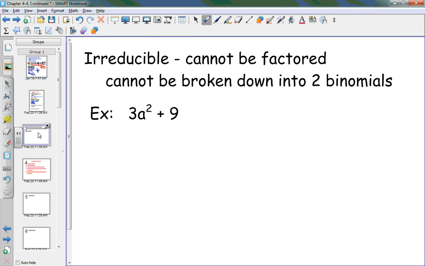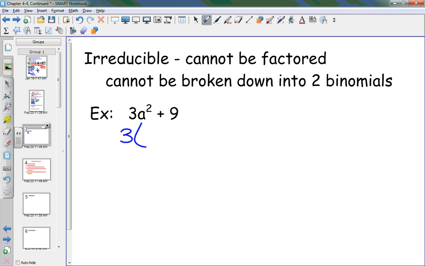Now let's say I give you this new term called irreducible. Irreducible means I cannot factor. It's irreducible. I cannot break it down into two binomials. The example I give you is 3a squared plus 9. Now the first question I have for you is, do I have a GCF in this 3a squared plus 9? What's my smallest value up there? 3. Is 9 divisible by 3? Yes. So therefore, do I have a GCF? I do. It's a 3. And I need to pull that out.